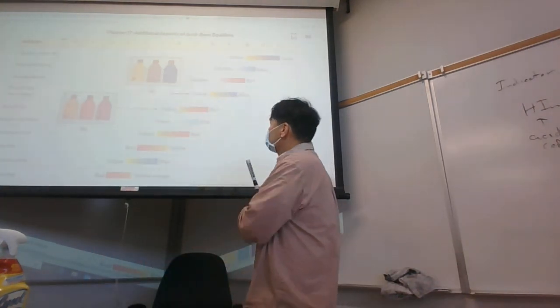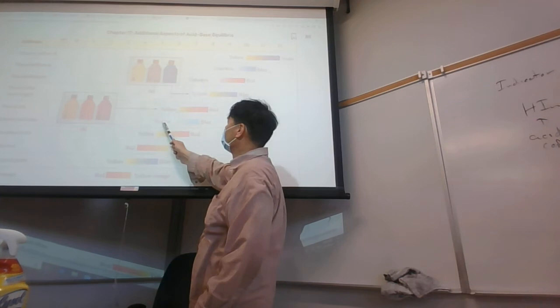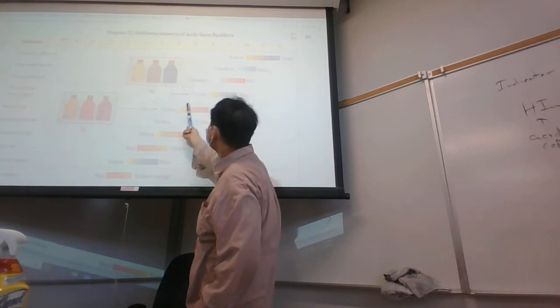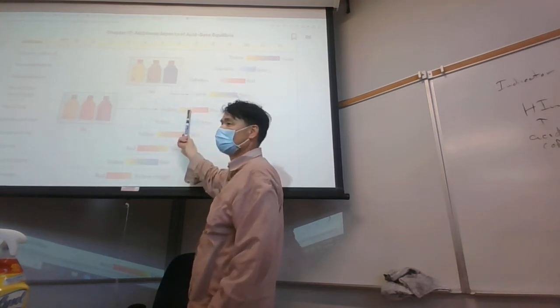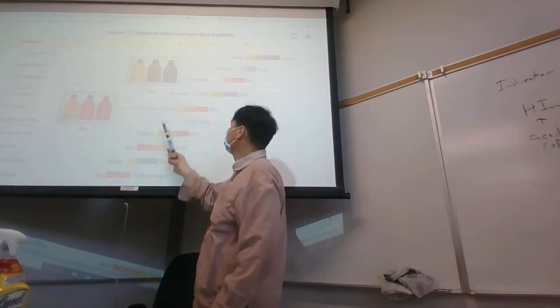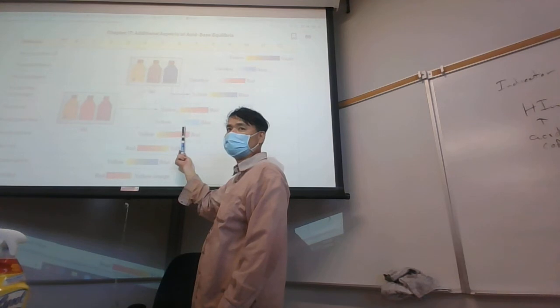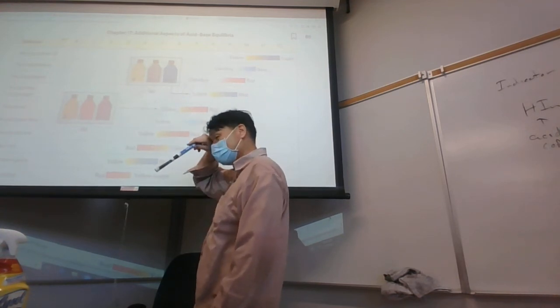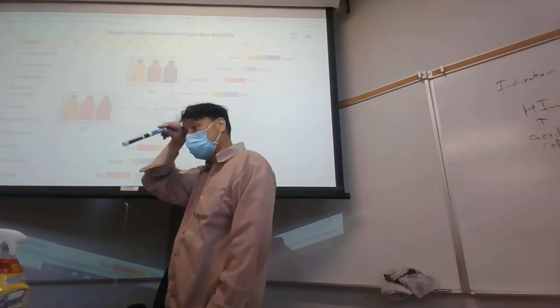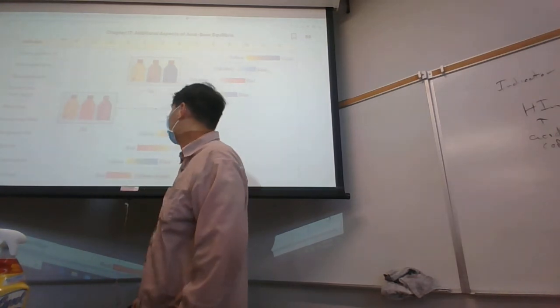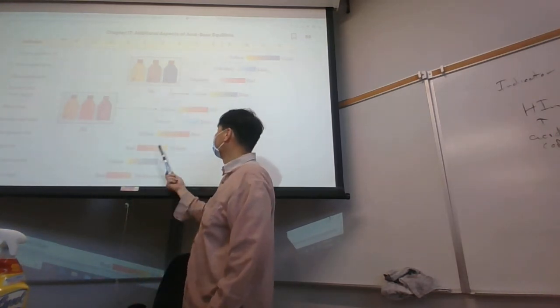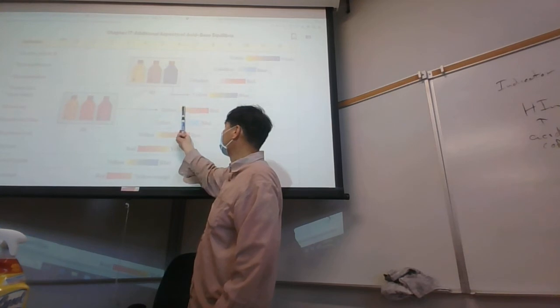I think one of the best indicators would be bromothymol blue. Bromothymol blue has a pKa of about 7. So if we neutralize the acid, then it should be green here. So bromothymol blue is perfect. It's perfect for a strong acid, strong base titration, because when we have strong acid and strong base, we make a neutral salt. The neutral salt should have a pH around here.